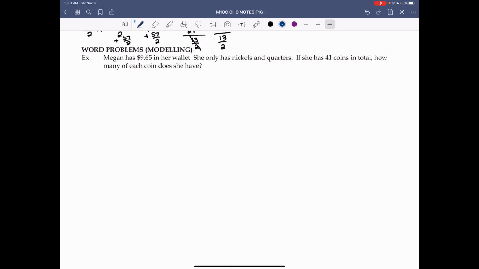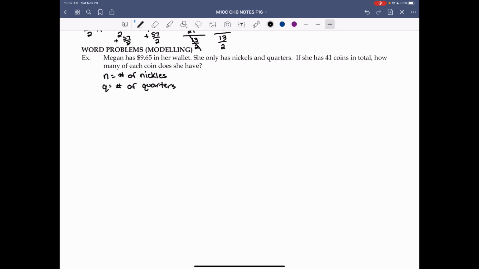So we need to define our variables. We want to know how many of each coin does she have. So those would be our variables. N equals number of nickels, and Q equals number of quarters.